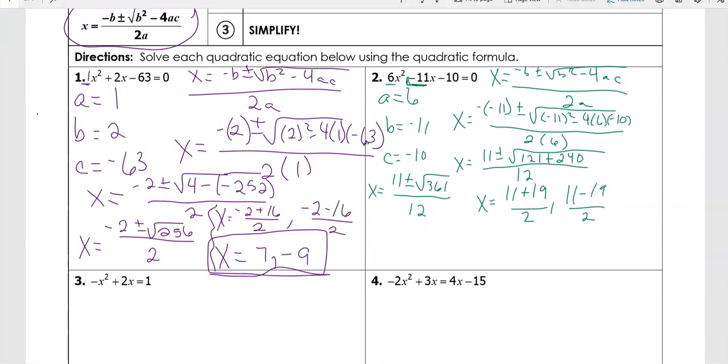All right, so 11 plus 19 is 30, divided by 2 is 15. And 11 minus 19 is negative 8, divided by 2 is negative 4. So our answers are x is equal to 15 and x is equal to negative 4. All right, so let's take a look at number 3.